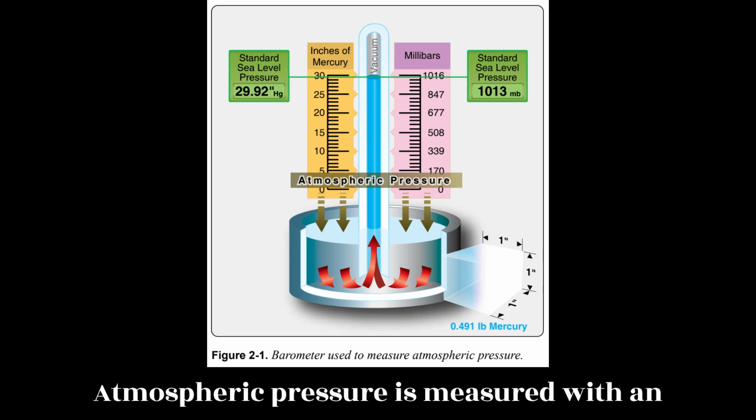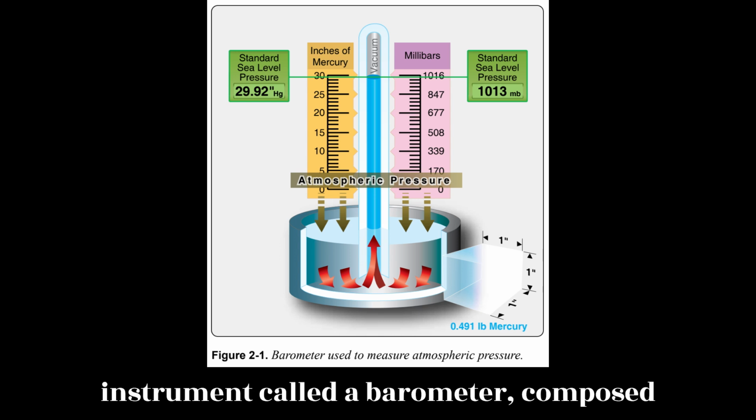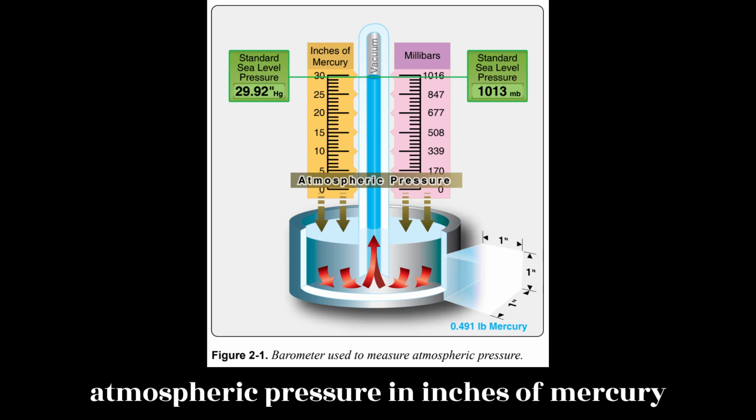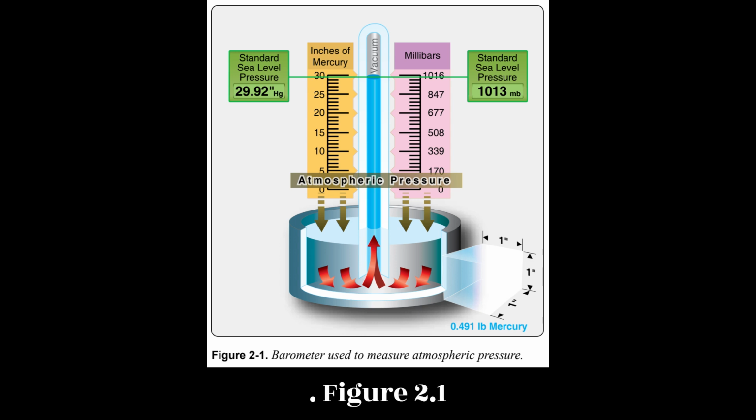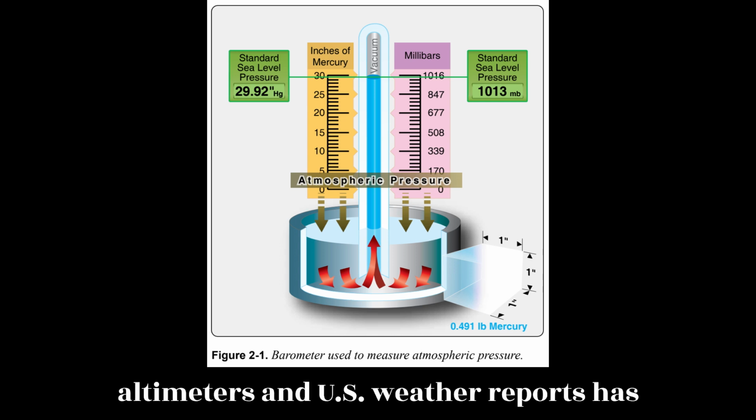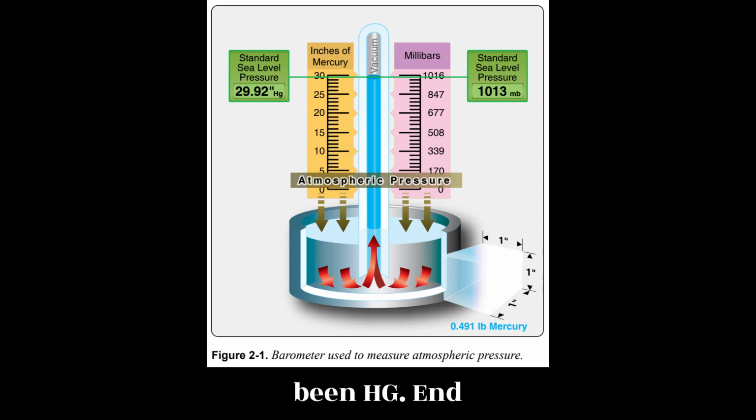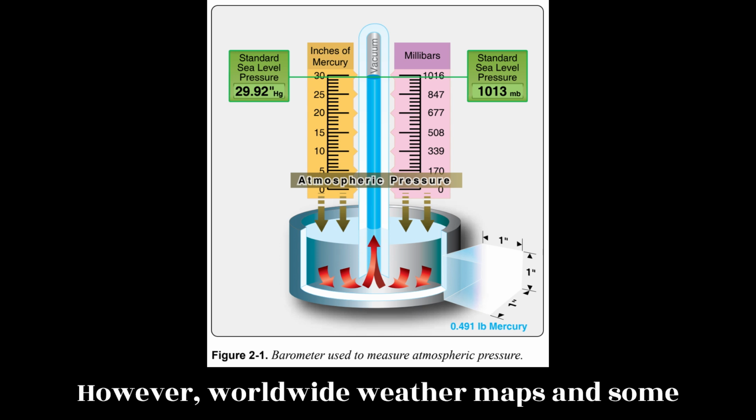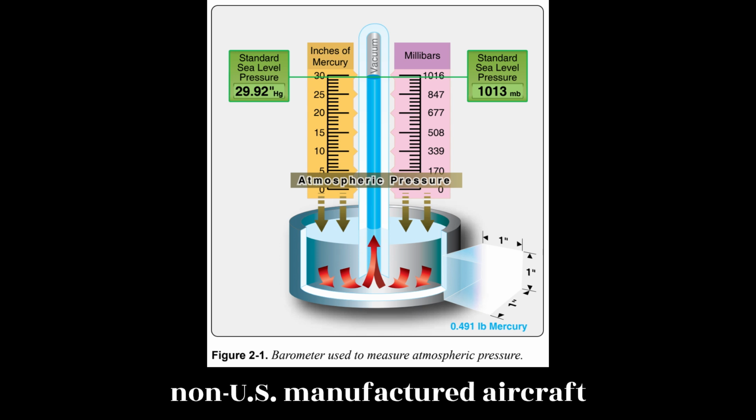Atmospheric pressure is measured with an instrument called a barometer, composed of mercury and a tube that records atmospheric pressure in inches of mercury, Hg. Figure 2.1. The standard measurement in aviation altimeters and U.S. weather reports has been inches of Hg. End of page 2-1. However, worldwide weather maps and some non-U.S. manufactured aircraft instruments indicate pressure in millibars, mb, a metric unit.